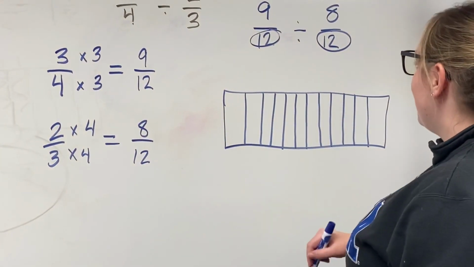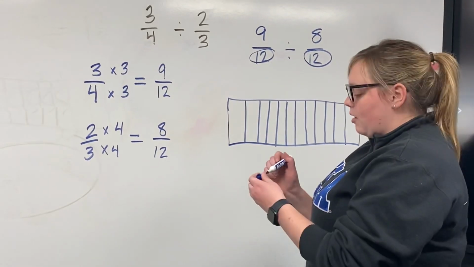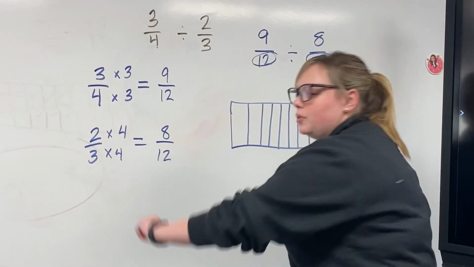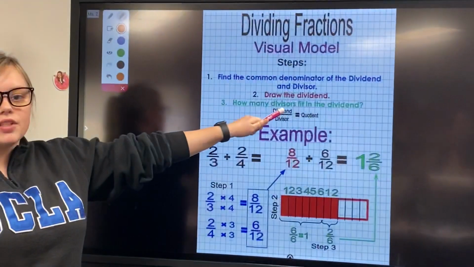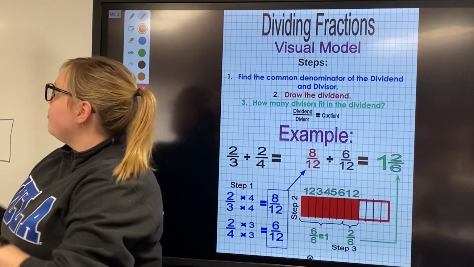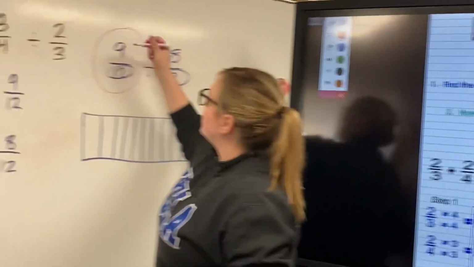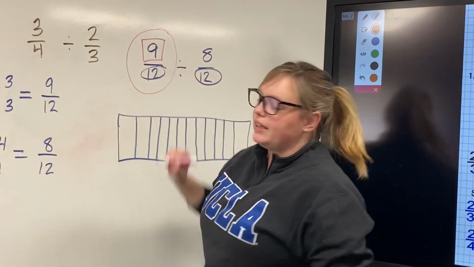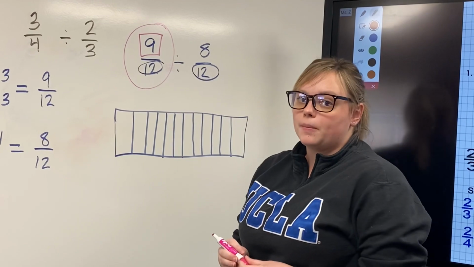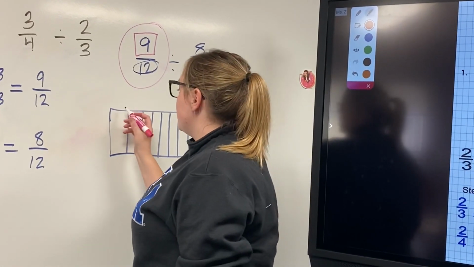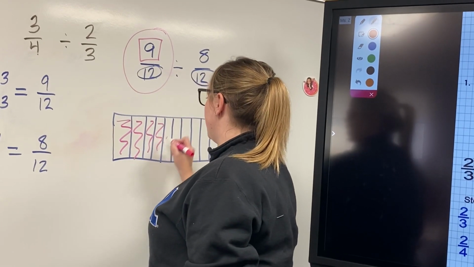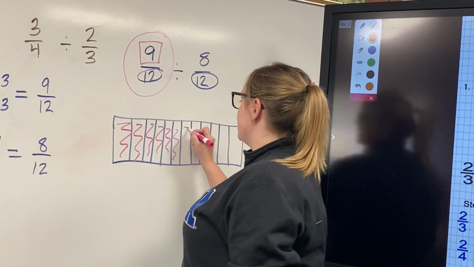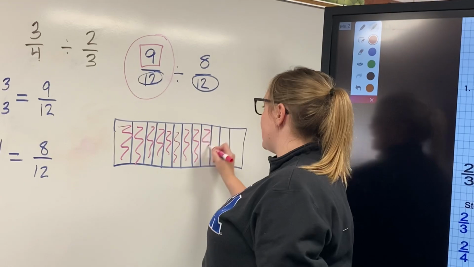12. Okay, right. 12. So now, out of the 12, I need to get my pink, which is my red, and I need to draw the dividend. So I'm going to fill in the dividend. So I'm filling in this right here. I'm only going to fill in 9 to show the dividend of the common denominators. So 1, 2, 3, 4, 5, 6, 7, 8, 9.